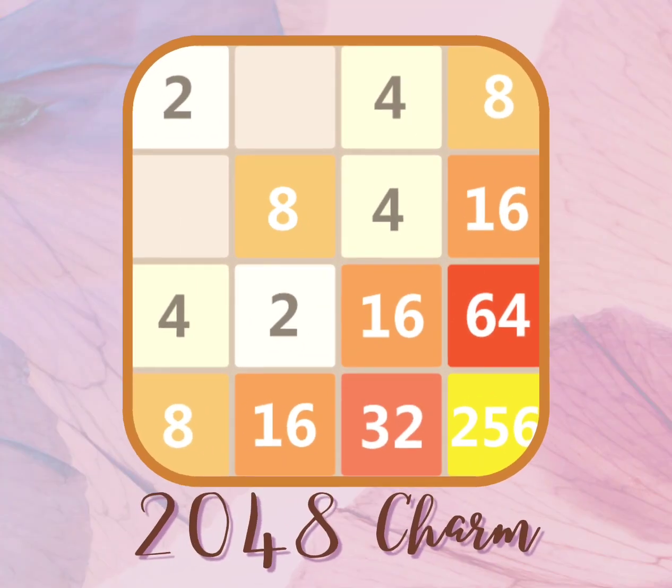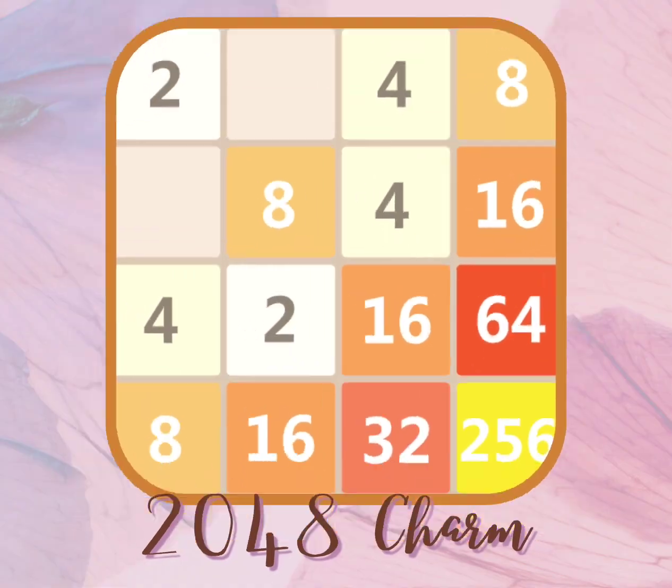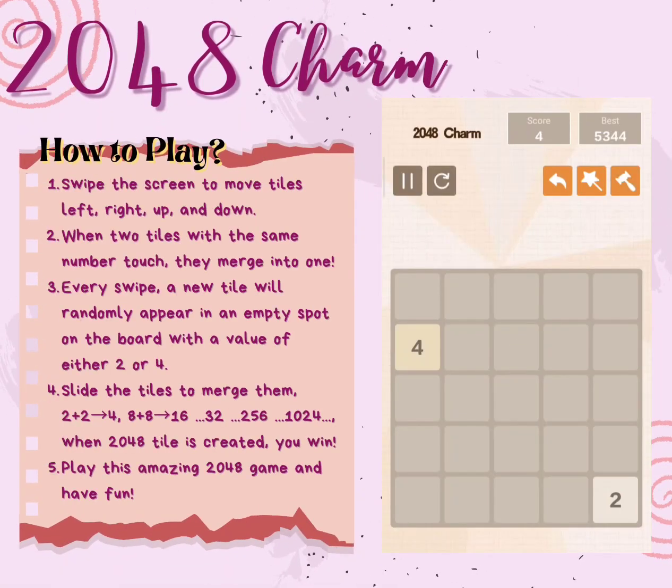2048 Charm. When two equal tiles collide, they combine to give you one greater tile that displays their sum. The more you do this, obviously, the higher the tiles get. And the more crowded the board becomes, your objective is to reach 2048 before the board fills. How to play this game?